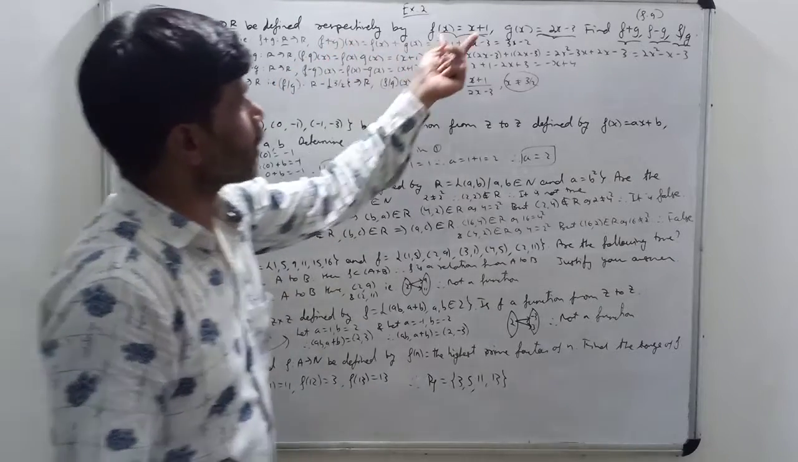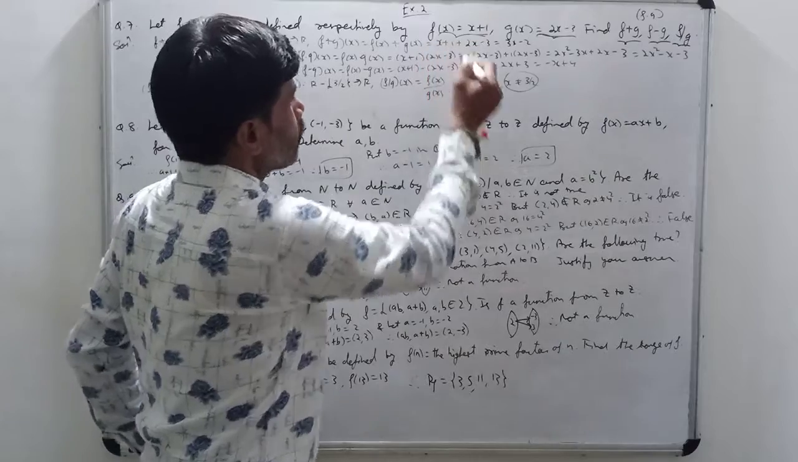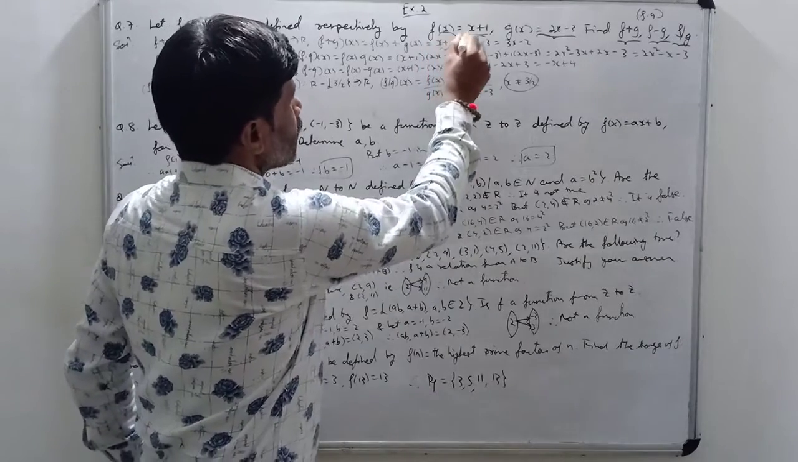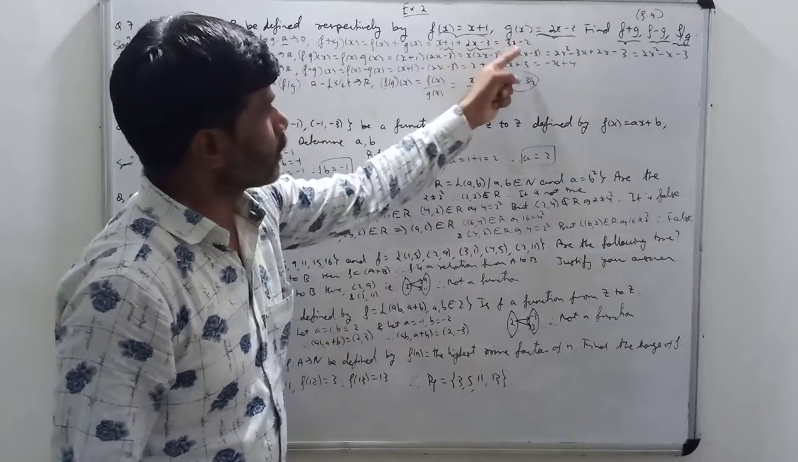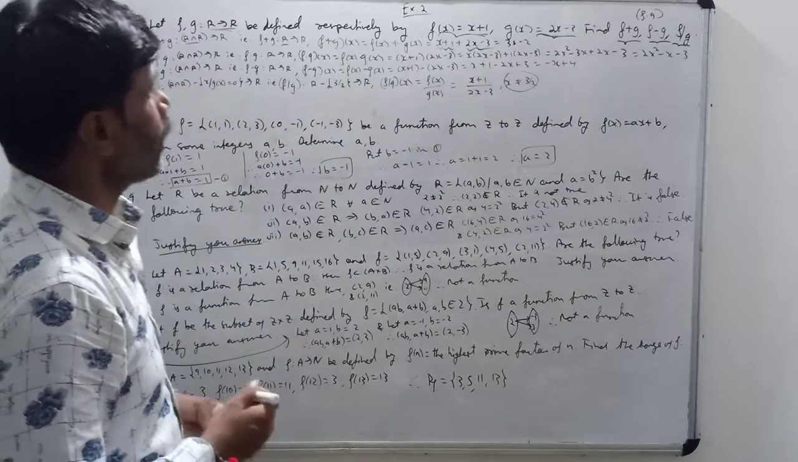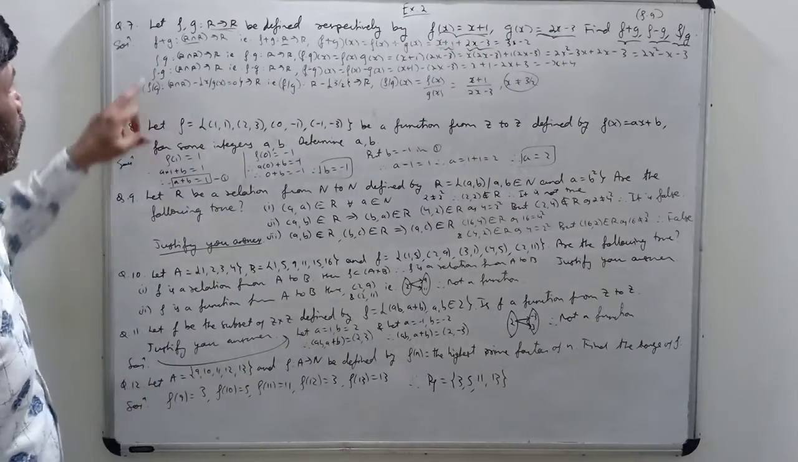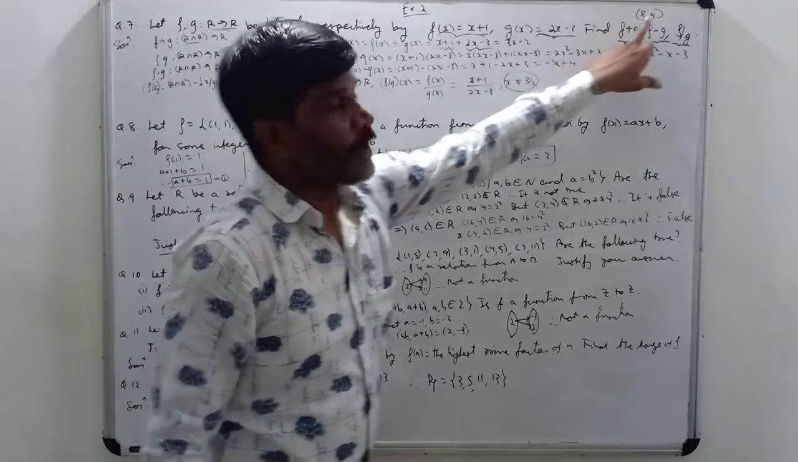And what is the value of f(x)? x + 1. What is the value of g(x)? 2x - 3. So that is equal to x + 2x, which is 3x, and 1 - 3 is equal to -2.